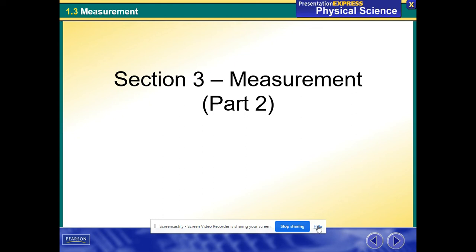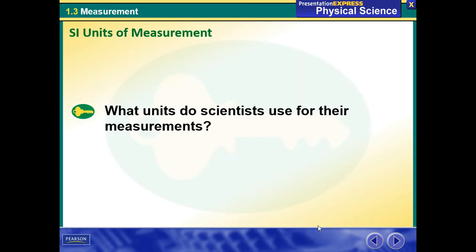Hey everyone, today we're going to continue in section 3 and we're going to start on part 2 of measurement. If you recall, in part 1 we talked about scientific notation, and today we're going to get a little bit more into what system of measurement we actually use. So it starts off with the key question: what units do scientists use for their measurements?